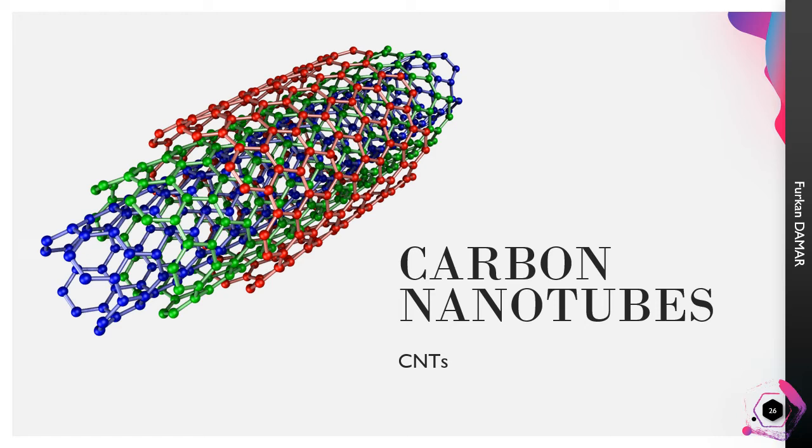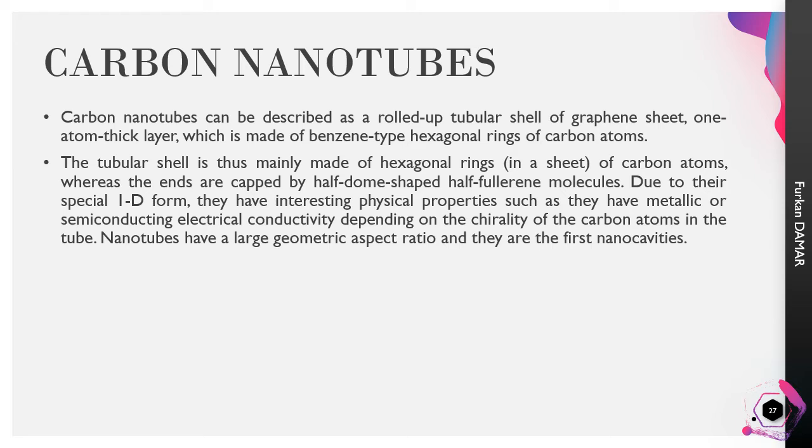Secondly, carbon nanotubes, shortly CNTs. Carbon nanotubes can be described as a rolled-up tubular shell of graphene sheet, one atom thick layer, which is made of benzene-type hexagonal rings of carbon atoms. The tubular shell is thus mainly made of hexagonal rings of carbon atoms, whereas the ends are capped by half dome-shaped, half-fullerene molecules. Due to their special one-dimensional form, they have interesting physical properties such as they have metallic or semiconducting electrical conductivity depending on the chirality of the carbon atoms in the tube. Nanotubes have a large geometric aspect ratio and they are the first nanocavities.